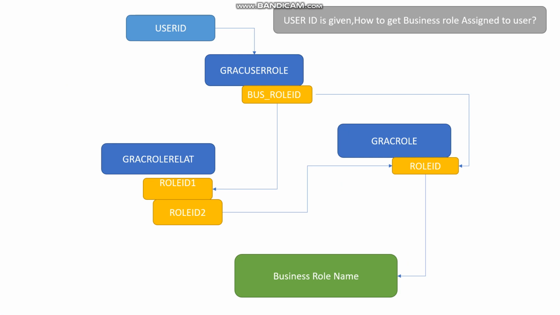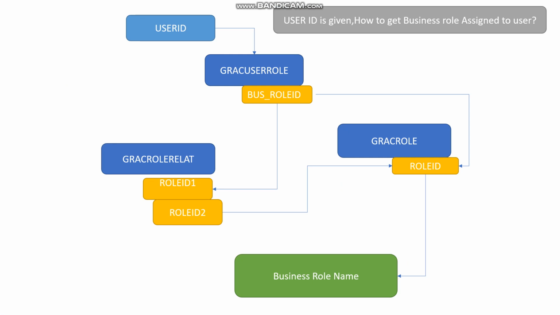User ID is given, go to the GRSE user role table, and from there you will be getting the business role ID. Take that business role ID and go to the GRSE role table. In the GRSE role table, in the role ID field, put the business role ID, then you will be getting the business role name. This is the first method.